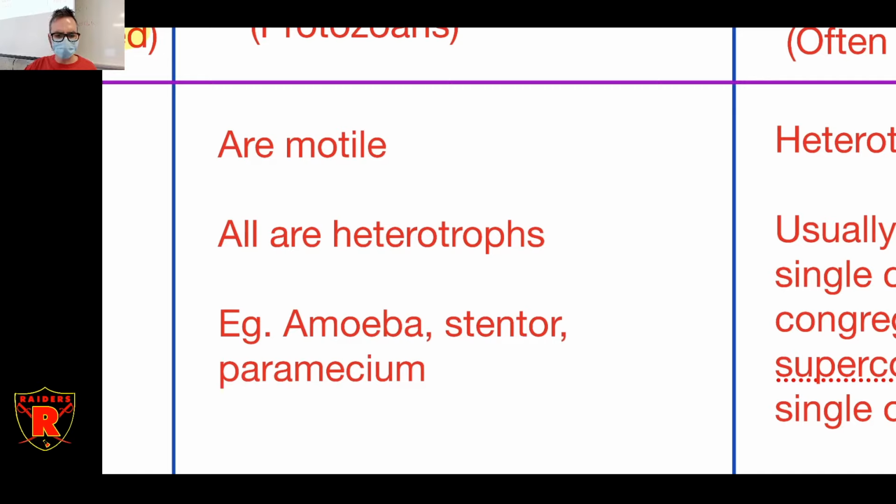Oh, I wonder if I could find a cool video of a stentor. I think I've got a video of some of these battling each other. It's kind of cool. Under the microscope, they eat each other, they fight and stuff. It's cool. I'll see if I can find a cool video of that.